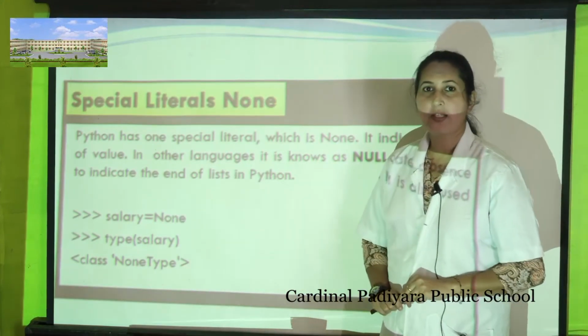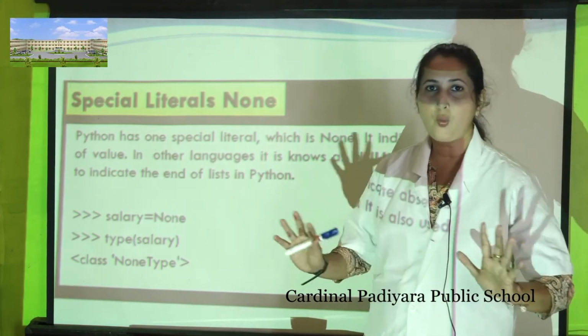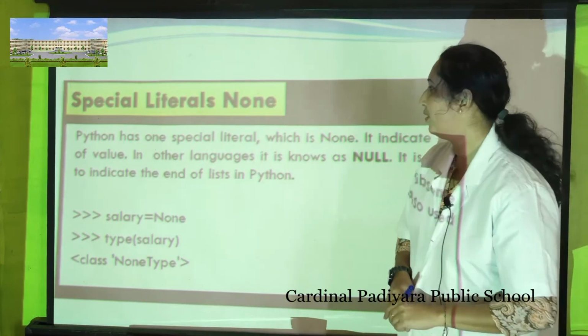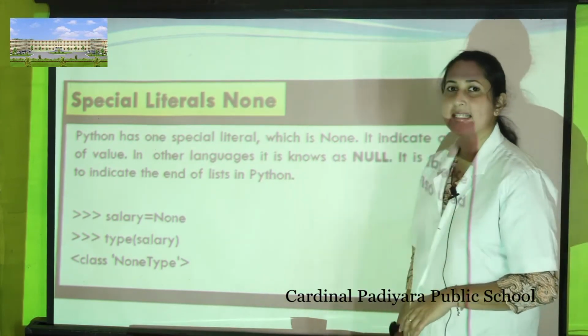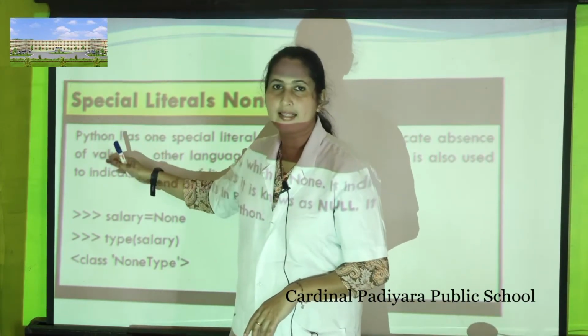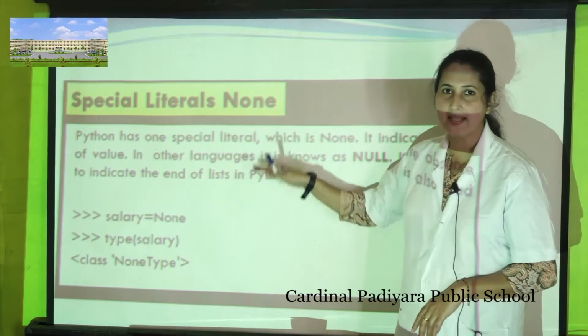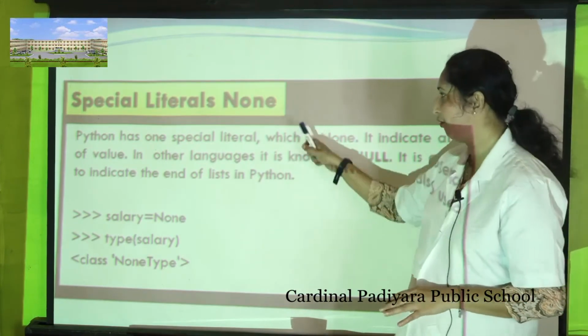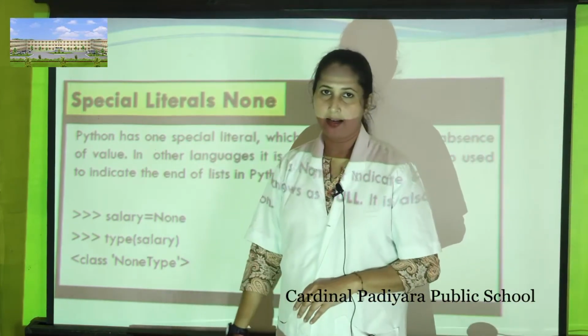Next literal is the special literal None. None means no value. It indicates the absence of a value, which is termed as None. Python has a special literal that is termed as None. The absence of value is called None.